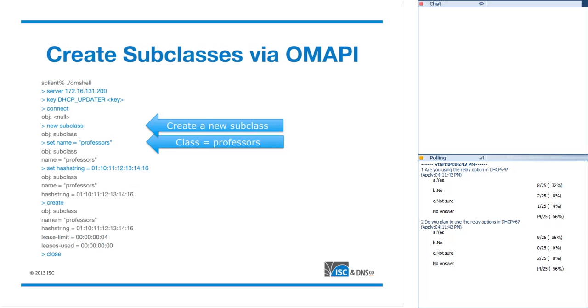So this is where we're actually going to create a subclass. The stuff in blue is what you're typing. The stuff in black is what the OMshell program is returning to you. The first three are simply connecting up to it.